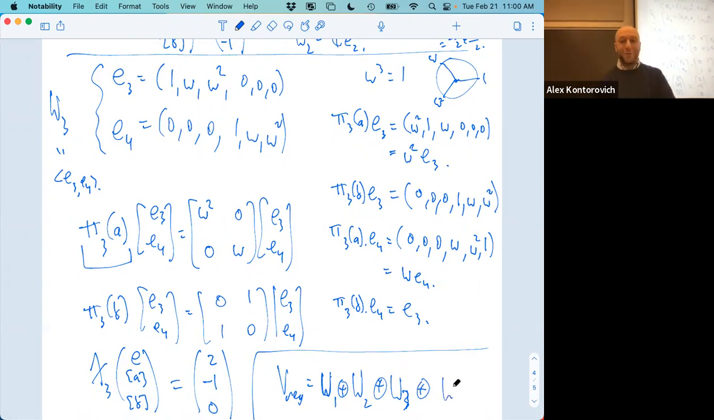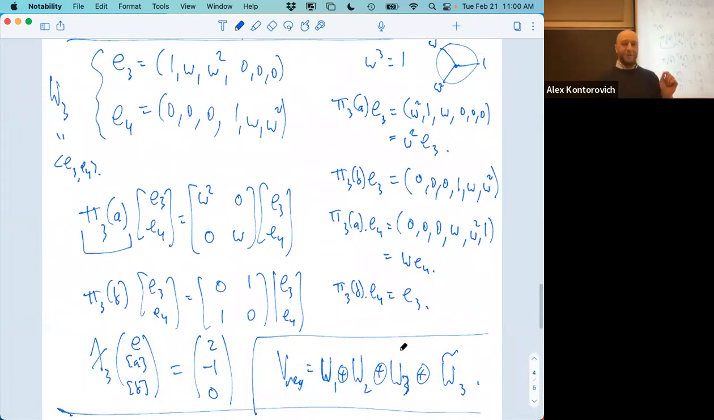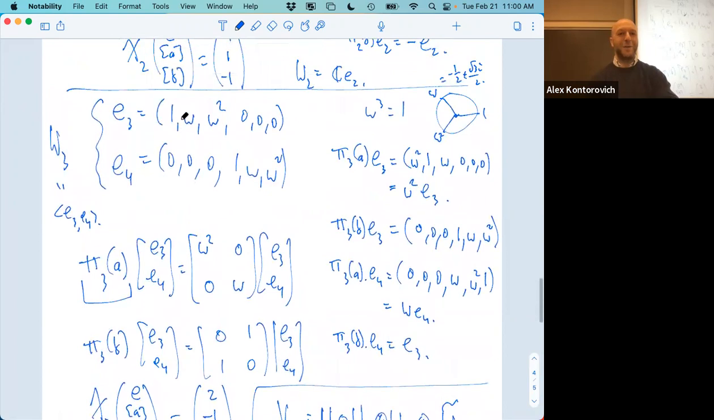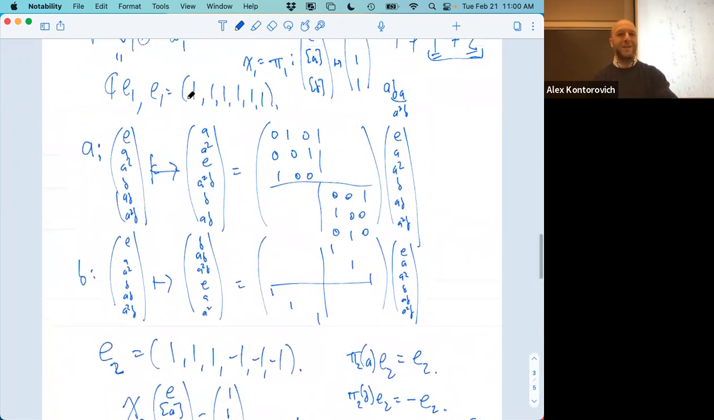I need another W3, but it's W3 in the sense that it's isomorphic to W. This W3 tilde is isomorphic to W3, but it can't be the same vectors. I need to fill out the vector space. So I need to find more vectors that are orthogonal to E3 and E2 and E1 and E4 that have the same behavior. So how do I find more vectors that are orthogonal to E3 and E2 and E1?